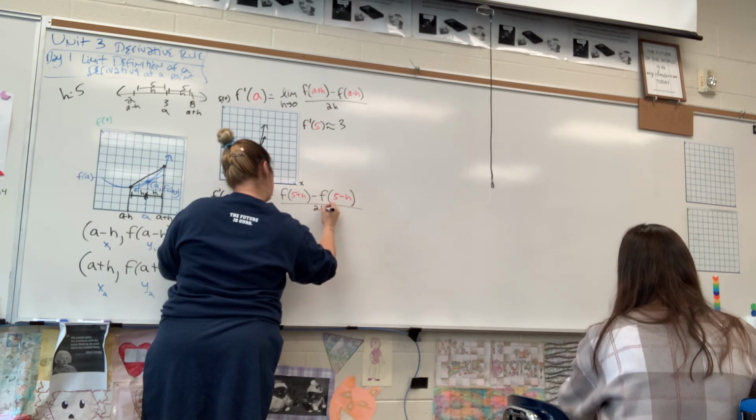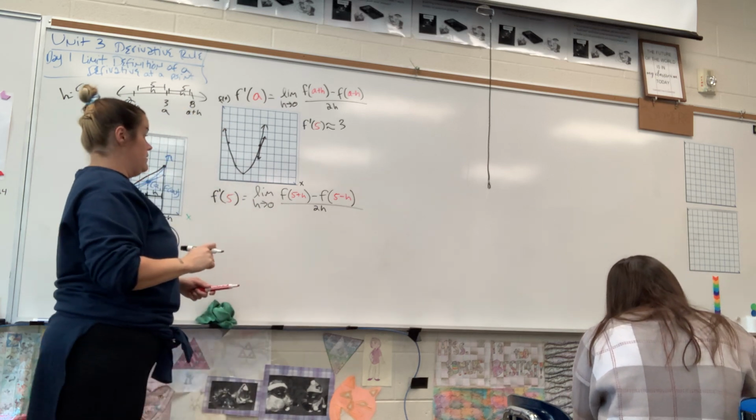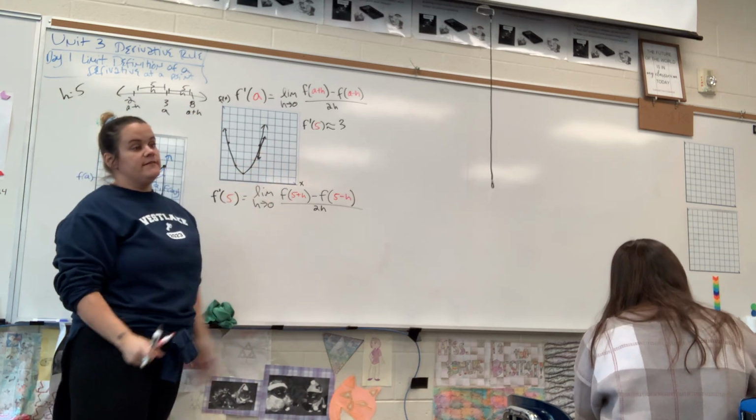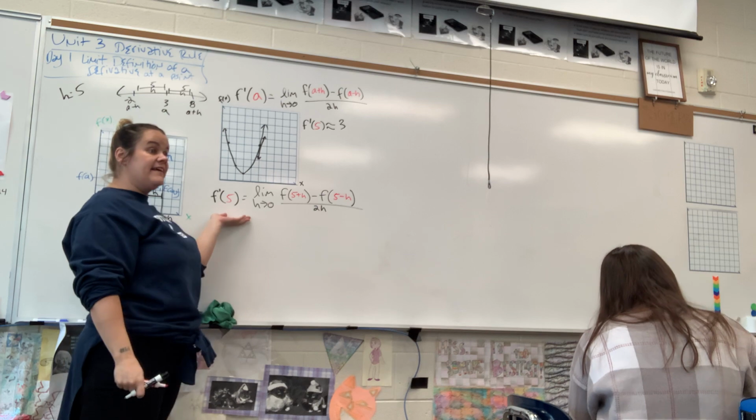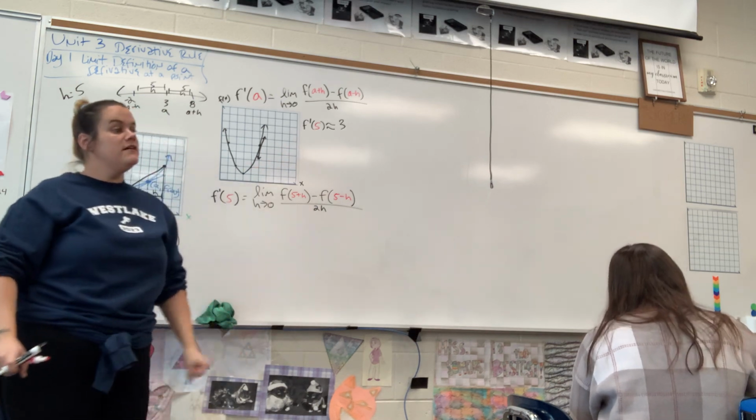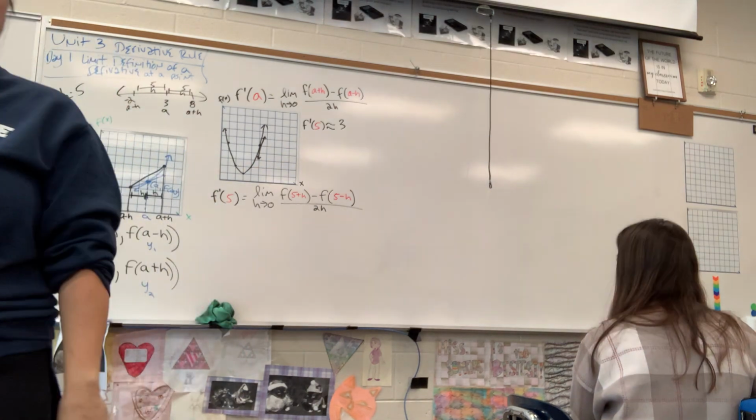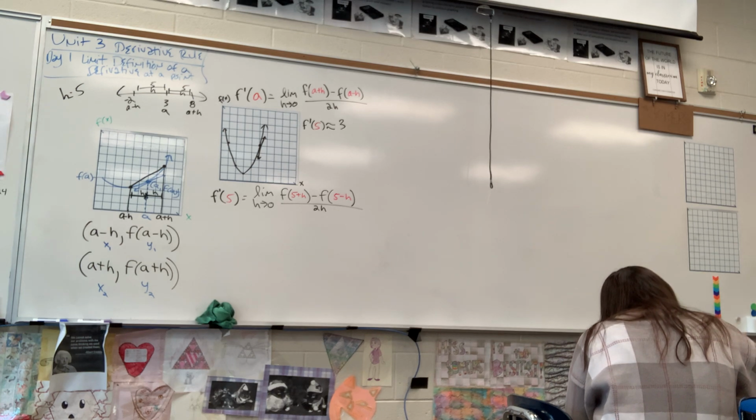Why does it say f prime of 5 is approximately 3? Because that was our guess. Now we're going to find it exactly and see how close our guess is. The slope. Yeah, not the value, the slope.